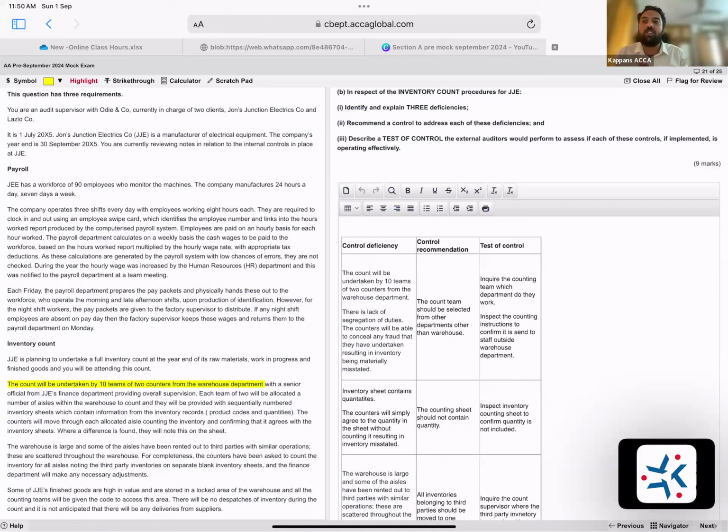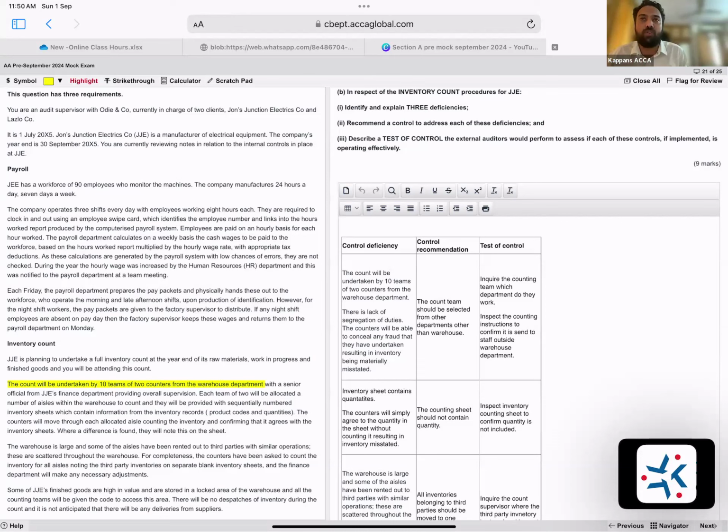So what will be your control recommendation? The count team should be selected from employees outside the warehouse department or from alternative departments. Finance department, HR department, marketing department employees should be counting, not the warehouse department. Now, how will you test this? You have given a control recommendation. The control recommendation is that employees should be from a different department. How will you test that the employees are from a different department?